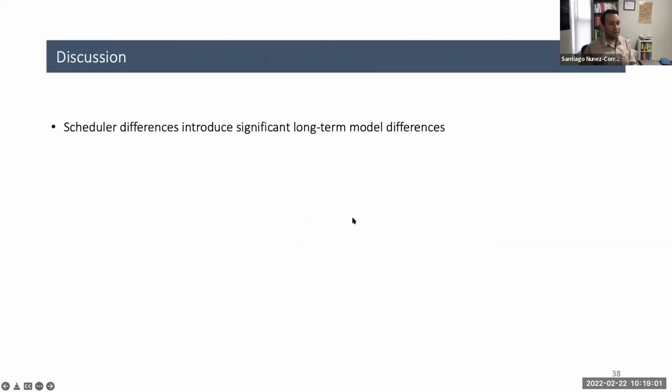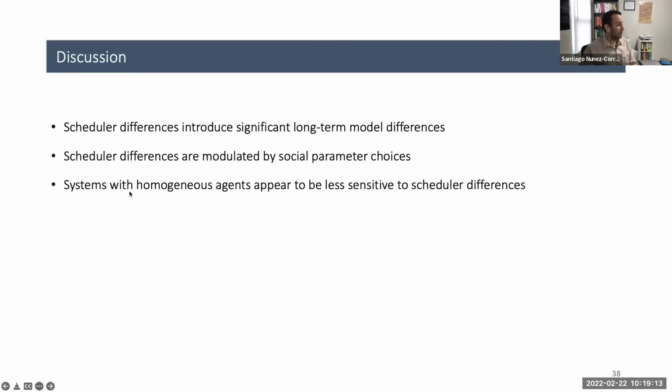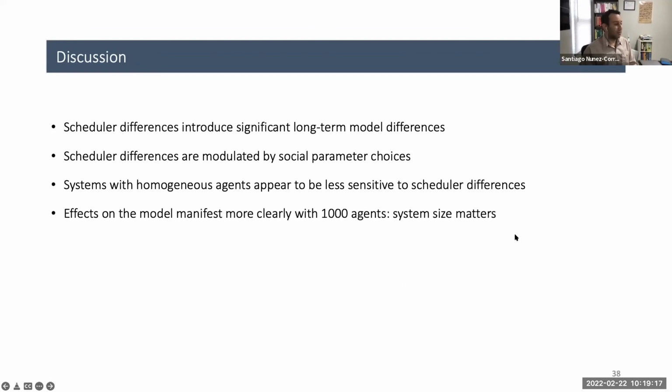So what do we learn in the minute that I have? That scheduler differences matter in the long-term behavior, that they are modulated by social behavior parameters, that systems with homogeneous agents appear to be less sensitive to these scheduler differences, and that the effect of the models clearly work with 1,000 agents. So there's a critical size of the system that matters.